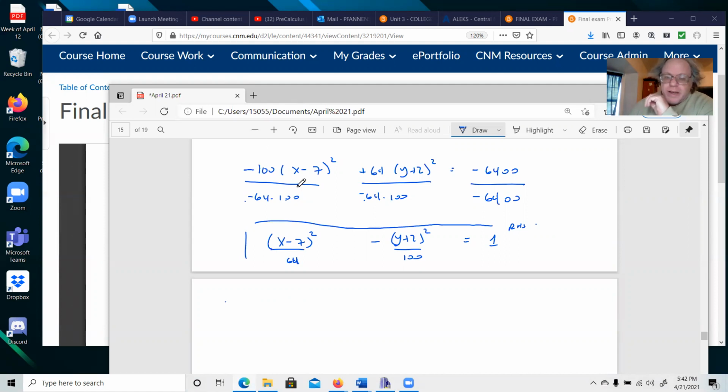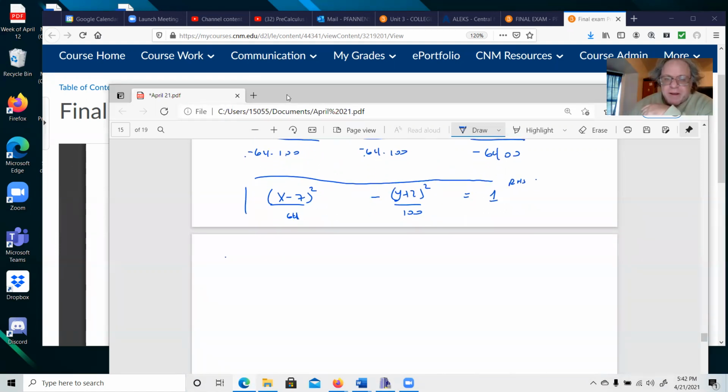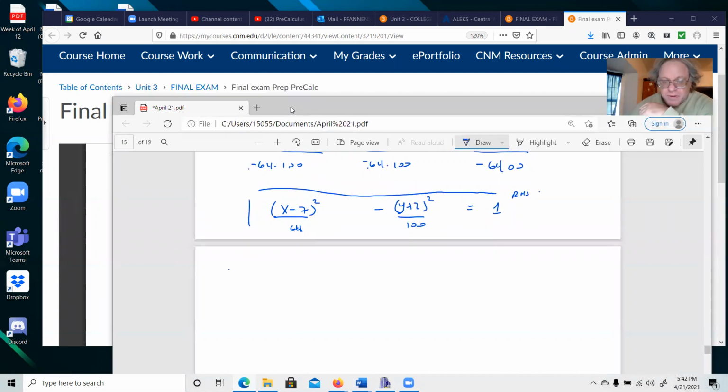Same thing with every other conic section, we have the center. So the center is 7, negative 2. Same thing, x minus h, y minus k. Same thing as every time. All right.